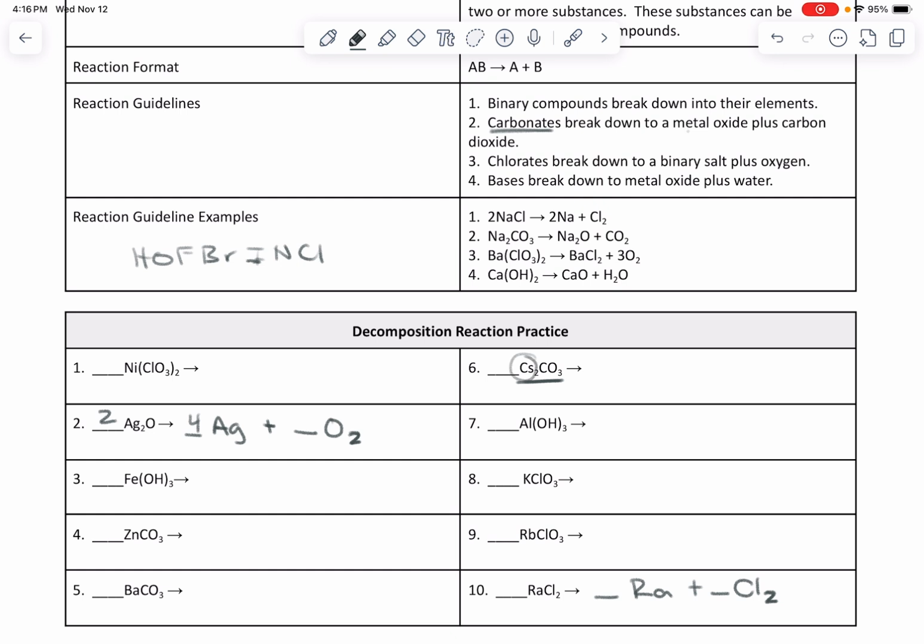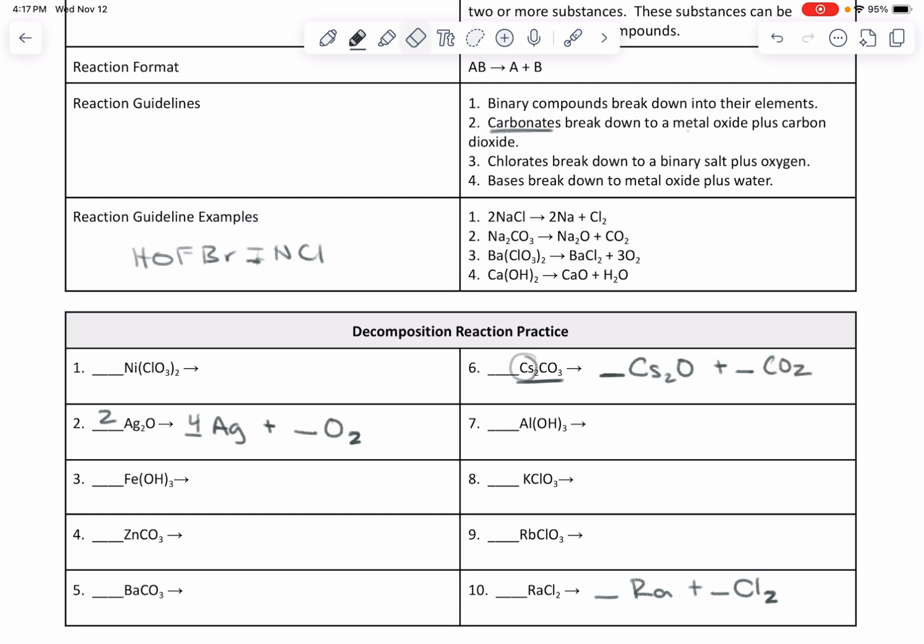Cesium is going to be the metal of our metal oxide. And then we would have carbon dioxide. So let's write our little balancing line. Cesium's charge is 1 plus. Oxygen's charge is 2 minus. So when I cross and drop, this is what my metal oxide looks like, plus carbon dioxide.